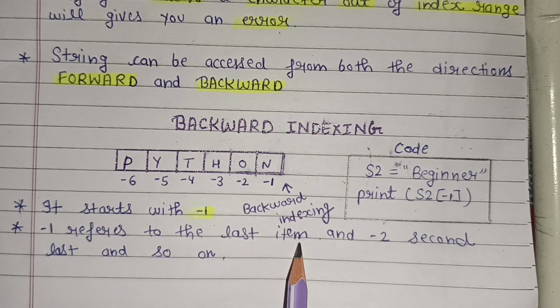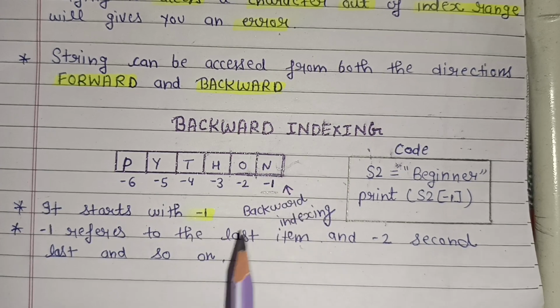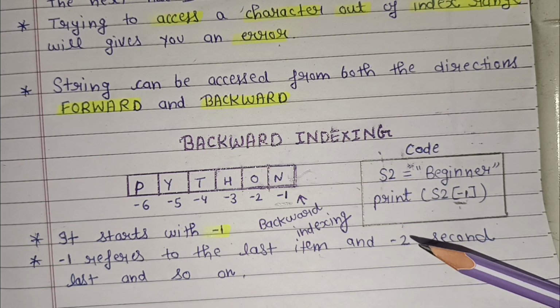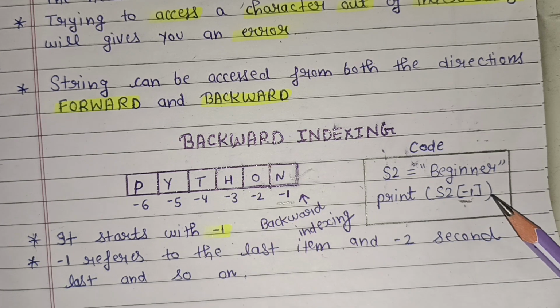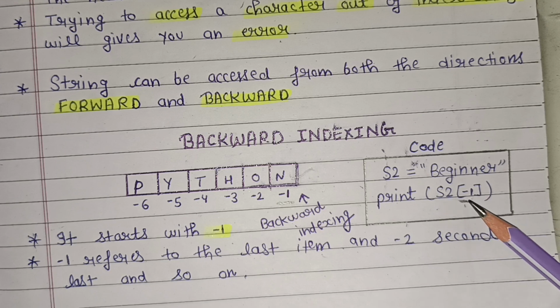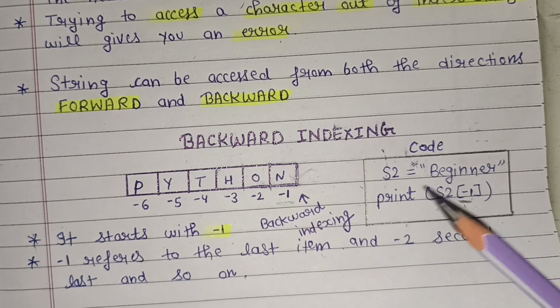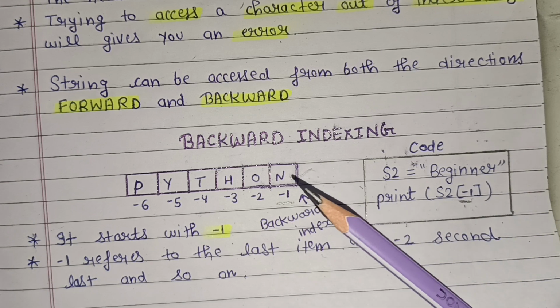Backward indexing starts from -1. -1 refers to the last item. Here the -1 index value refers to the last item, which is here n, and -2 is the second last, and so on. The example of backward indexing: again, if you want to print an individual character in a string, then you need to use this square bracket. Inside this round bracket you need to give the name of the string, and in this square bracket you need to write the backward indexing value. If I am giving the backward indexing value -1, because I want to print this n character, after giving the backward indexing value -1, I will get output n.